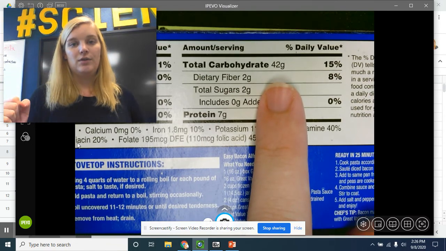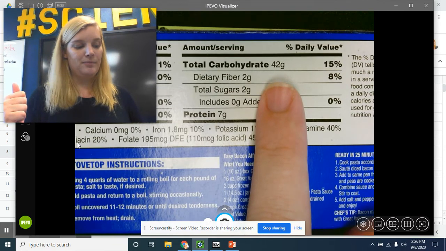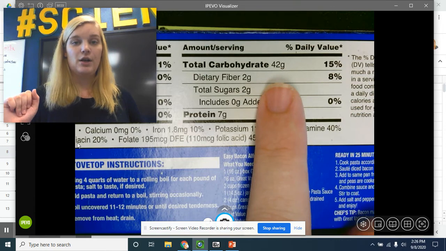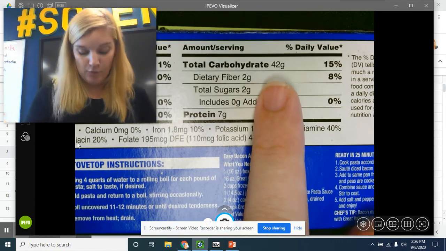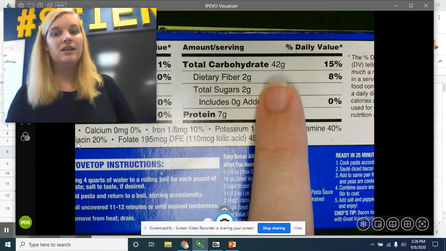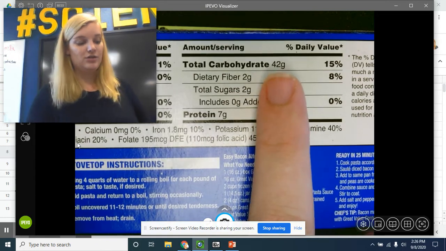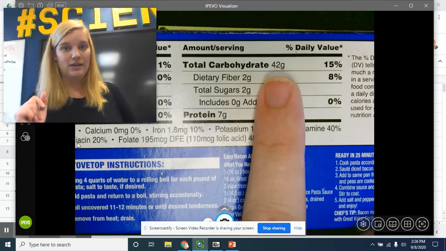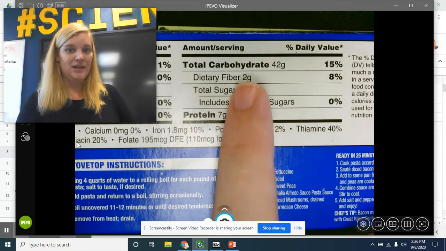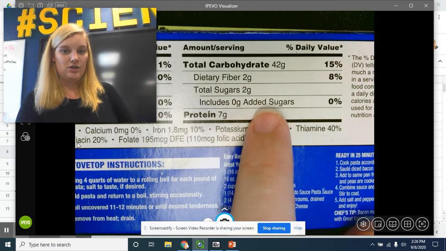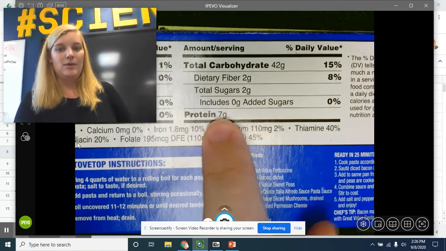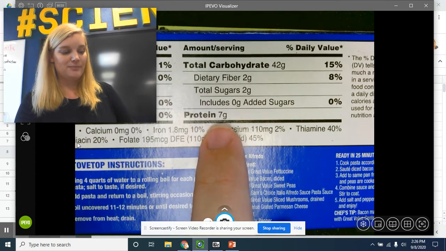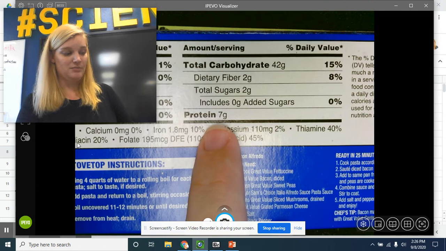So if you're doing a really intense workout, the example I used in class is we used to have spaghetti dinners before soccer tournaments, like the night before. So this would give me, per serving, 42 grams of quick energy that I could access in my body. Now, some of that's coming from sugars, which also fall under carbs, but then we also have 7 grams of protein. That's a pretty good amount of protein for pasta noodles.